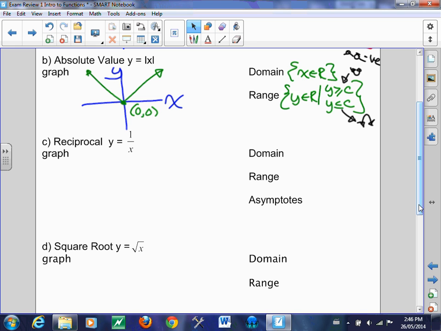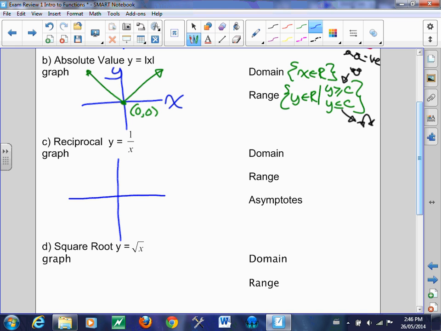Reciprocal graph. This is one of the harder ones to draw, guys. So just remember that we start off with a grid x, y. We remember that with the parent function, we have 2 asymptotes, ladies and gentlemen. One's on the y-axis and one's on the x-axis. So these are your asymptotes, okay? Okay, so it's x equals 0 and y equals 0, your asymptotes, okay?